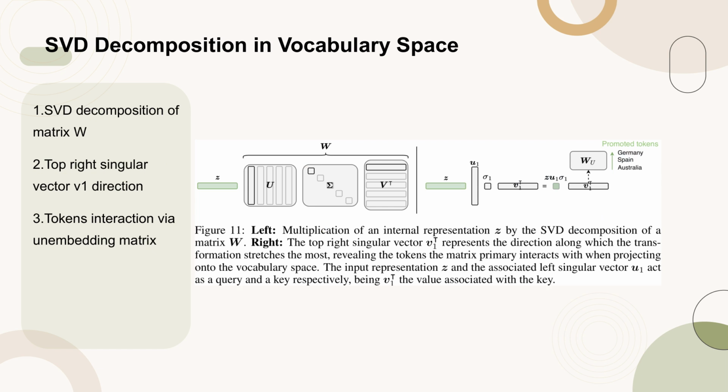Figure 11 illustrates the process of multiplying an internal representation Z by the singular value decomposition, SVD, of a matrix W. On the left, the multiplication is shown as a sum of products of singular vectors and values. On the right, the top right singular vector V1 indicates the primary direction of transformation, which reveals the tokens the matrix interacts with most when projecting onto the vocabulary space. The input representation Z and the associated left singular vector U1 function as a query and a key, with V1 acting as the corresponding value.